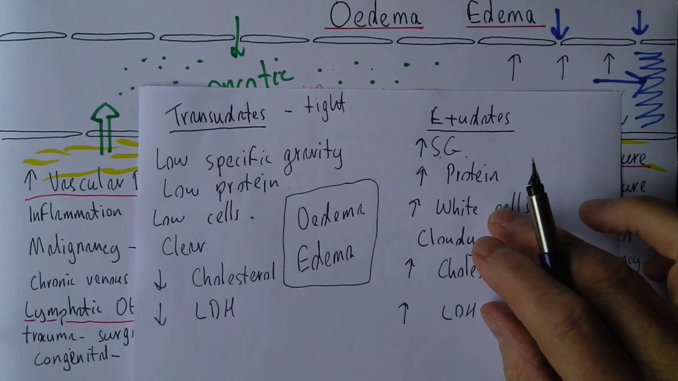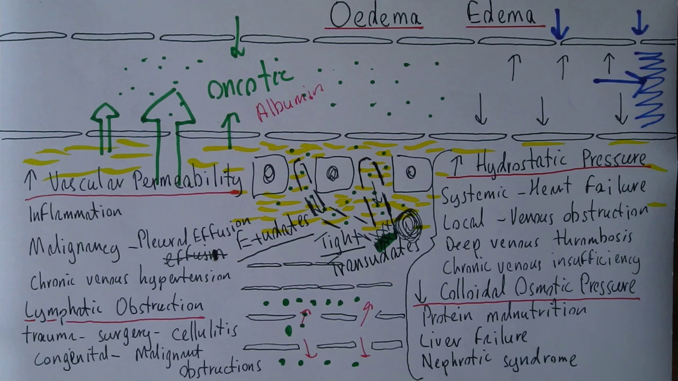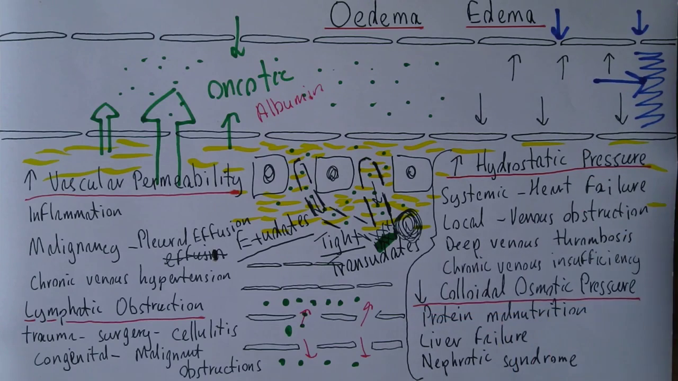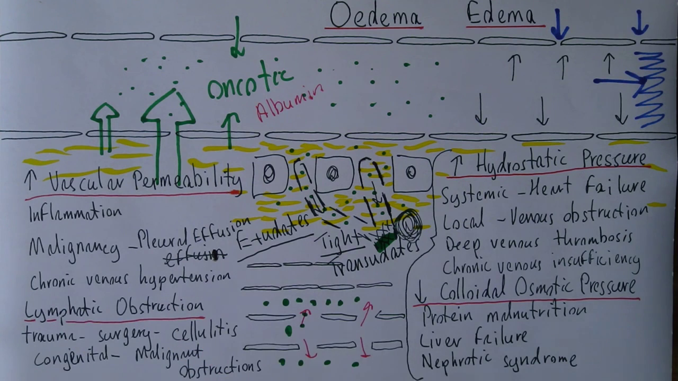So edema, exudates, transudates. But basically, getting back to the very simple idea, there's only 4 causes of edema: increased hydrostatic pressure, decreased colloidal osmotic pressure, increased vascular permeability, or lymphatic obstruction. So whenever you see edema, try and work out which of these 4 it is, and then work out whether we're thinking about an exudate or a transudate and the implications that has for our patients.